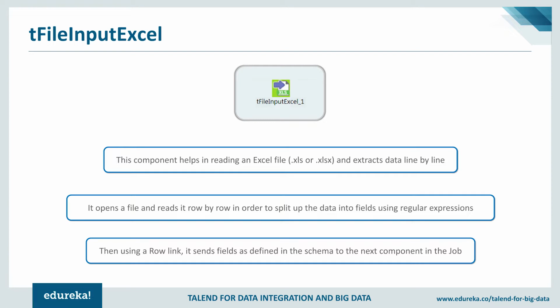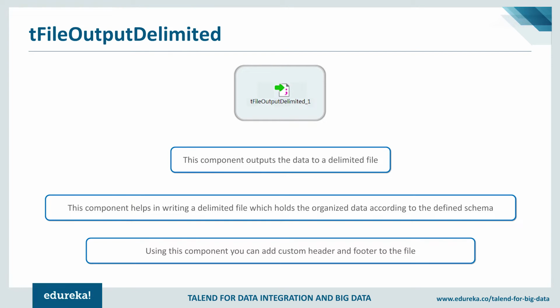So let's look into other widely used components. This is one example of an input component. The next one we are seeing is tFileOutputDelimited, which is output related. The previous one was InputExcel, and this one is output and delimited. As the name suggests, it's an output component which is a delimited component, so it is capable of generating a delimited file.